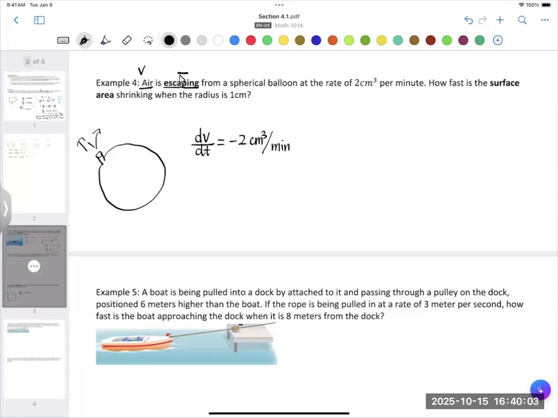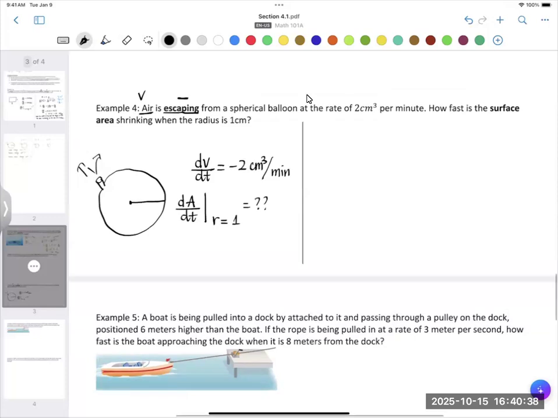Okay, so make sure you know the keyword. And then the question asks, how fast does the surface area shrink when the radius is 1? So the surface area, which is A, how fast does it shrink when the radius is equal to 1? Okay, so looks like in this problem you have two things that you have to relate. You have the volume and you have the area. So let's write down the related equation first.